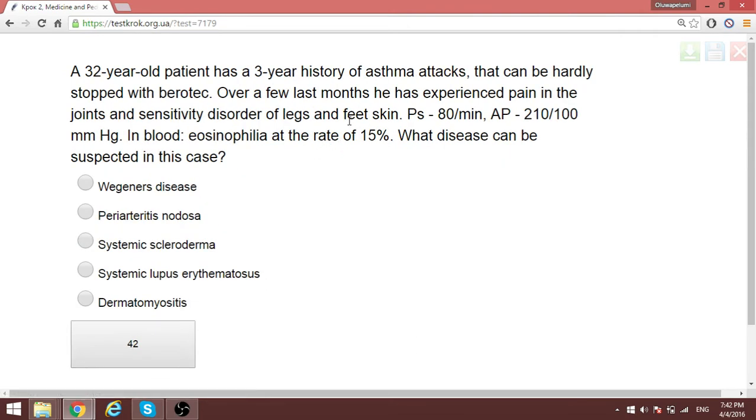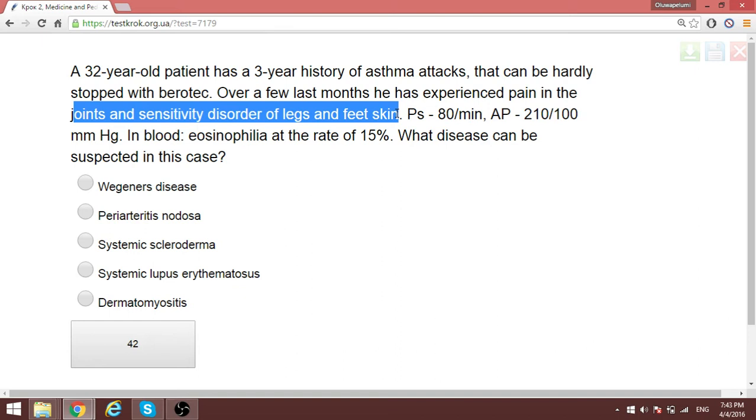So we have a patient with a history of asthmatic attacks, and the question is saying, what disease do we suspect? Eosinophilia is 15%. You can see arterial blood pressure is very high. So right now, together with joint and sensory disorder of the legs and skin, what fits best is a small vessel or medium vessel vasculitic disease. That's what fits best in this particular case.